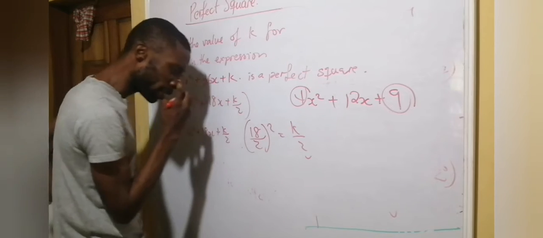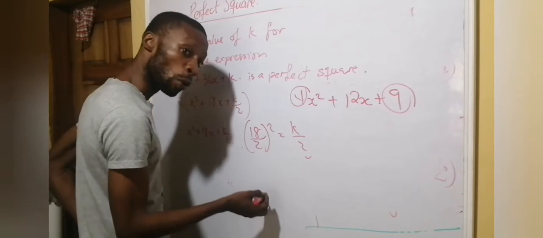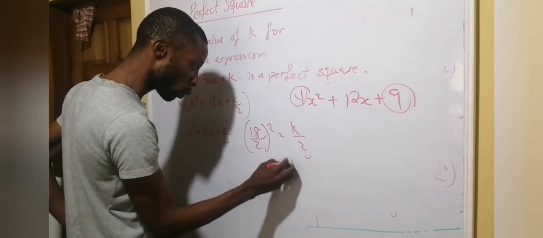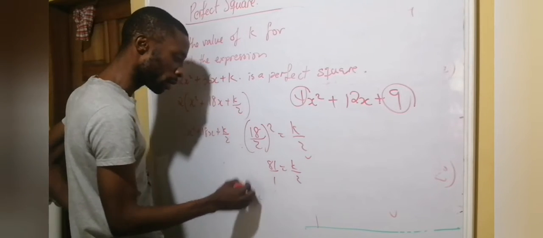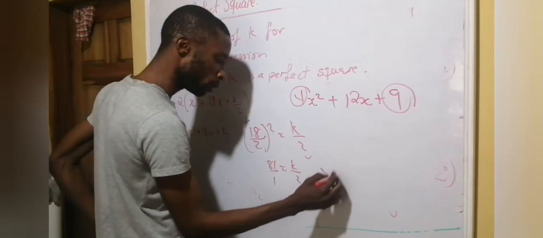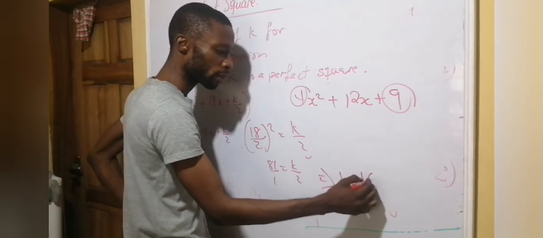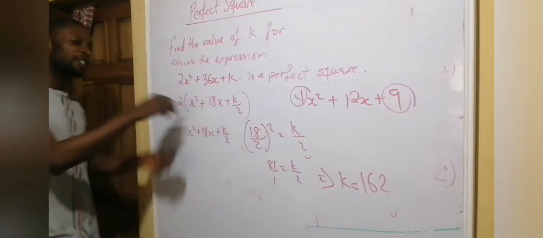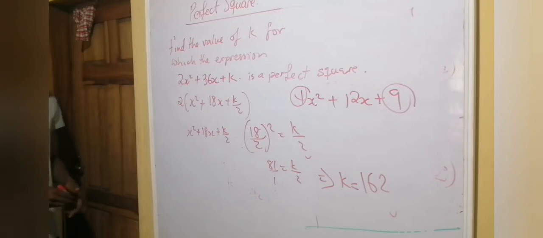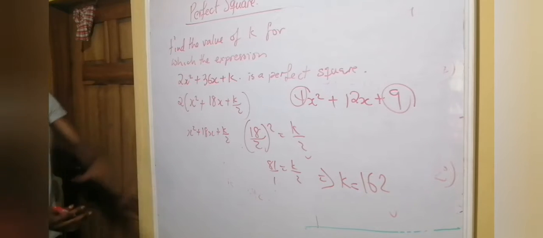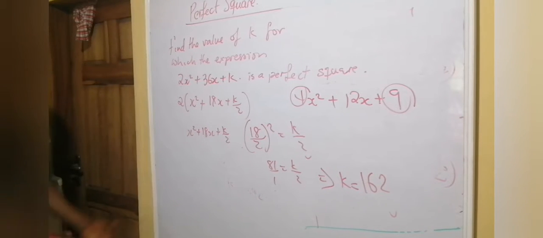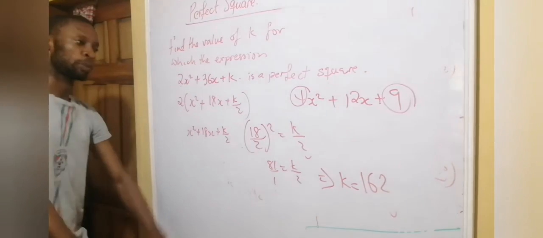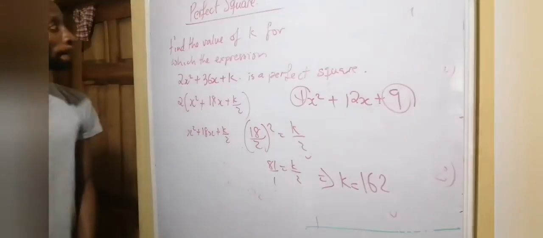So 18 divided by 2 is 9. 9 squared is 81. 81 equals k over 2. So cross multiply. k equals what? 162. So it's very, very simple. You just need to do, for it to be a perfect square, the coefficient divided by 2, square it. That's it.